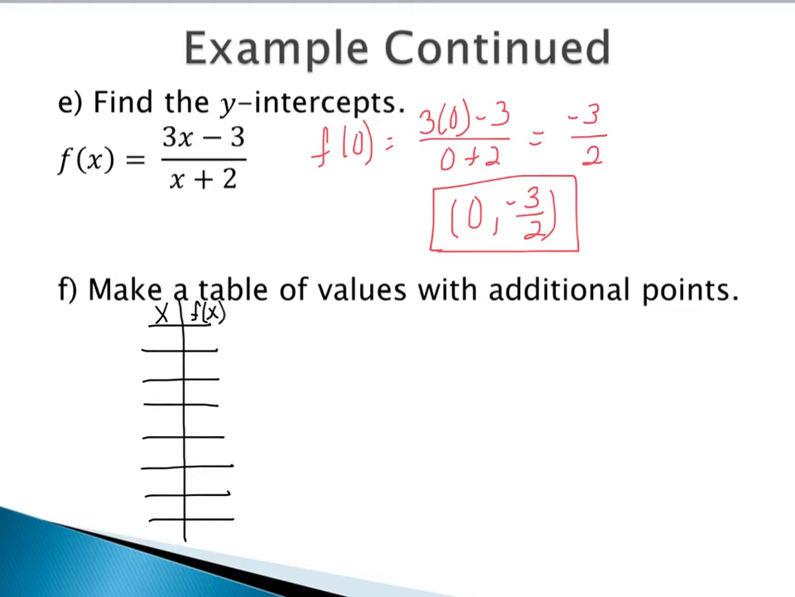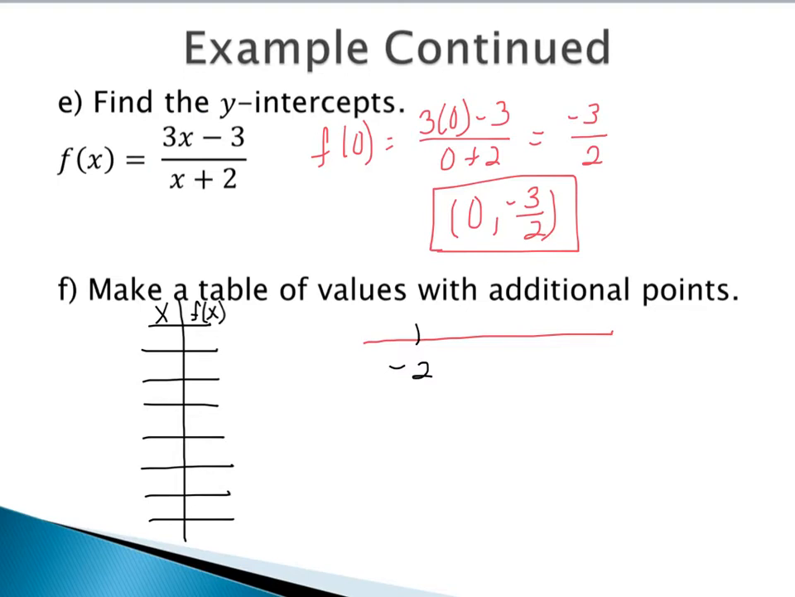What we need to do is find values that are between our asymptotes and between our intercepts, and really on either side of them. So if we look at, I'm just going to draw a quick number line, the values that we've found so far in terms of our intercepts and our vertical asymptote, is that we had our vertical asymptote at x equals -2.